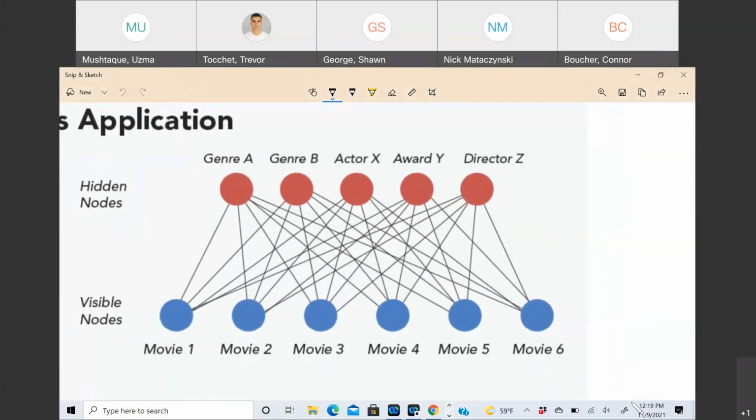So these are my visible nodes, the blue ones, and these are my hidden nodes, the red ones. As you can see, every node is connected to every node in the other layer, but these nodes are not connected to one another, right? So that's the fundamental difference. The rest of it stays the same.